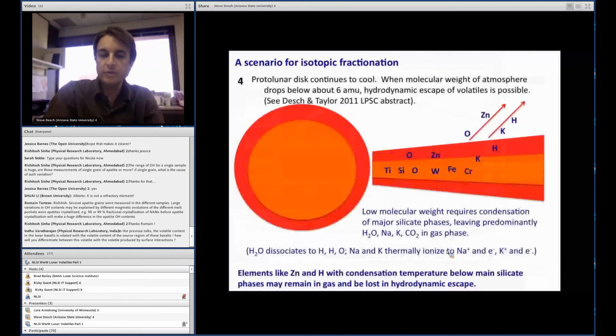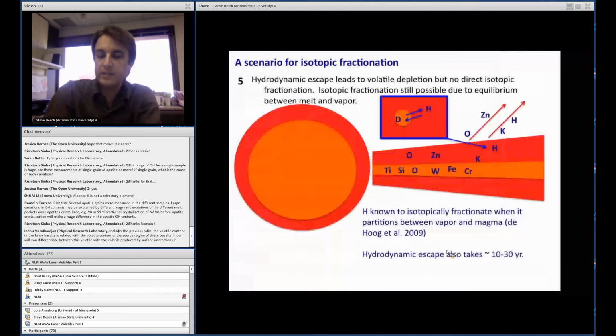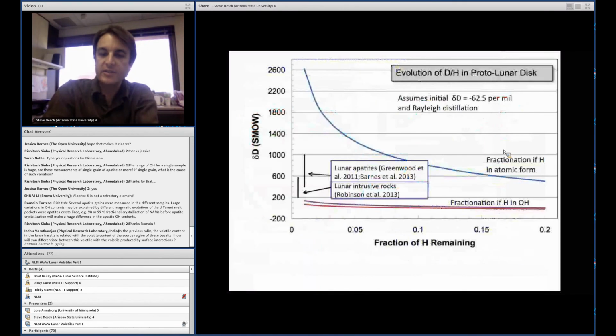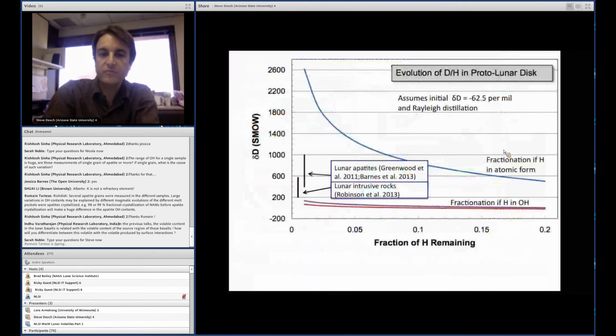And during this stage, this is when you lose volatiles. This is when you can lose things in the atmosphere like zinc. And this is when you might get isotopic fractionation. Hydrodynamic escape doesn't directly fractionate the isotopes, but there could be isotopic fractionation during partitioning of water between droplets and the isotopes in the vapor light. Okay, I'm almost done. And so you can get some isotopic fractionation in this stage.